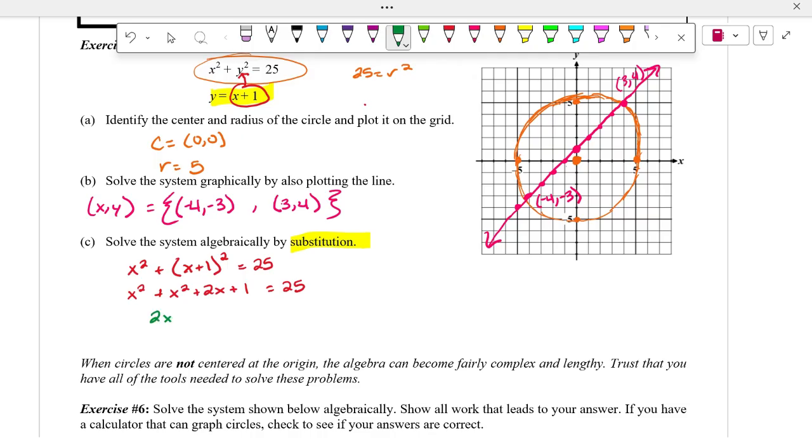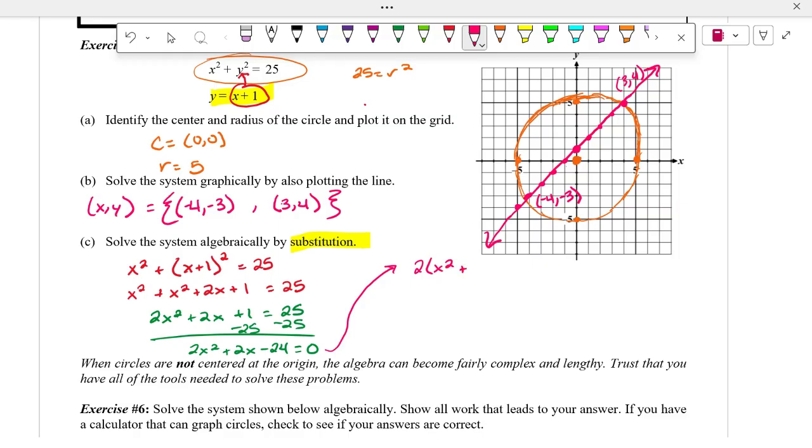Do some simplifying. I get 2x squared plus 2x plus 1 is equal to 25. Subtract the 25 over to get one side equal to 0. 2x squared plus 2x minus 24 is equal to 0. I can start by factoring out a 2. So I have x squared plus x minus 12 is equal to 0. Now, since we're solving, this 2 just doesn't matter anymore because you'd end up dividing it out anyway. How would I factor x squared plus x minus 12? x plus 4, x minus 3 equals 0. So the x's are equal to negative 4 and positive 3.